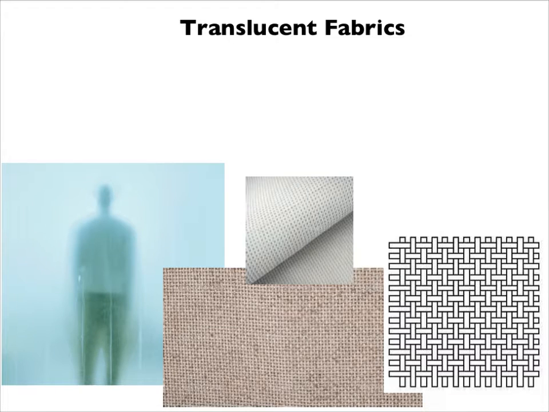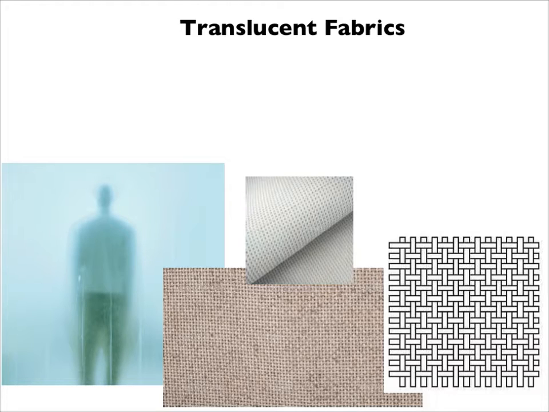So now let's look at another example where diffraction plays a role. Translucent fabric. So translucent means that some light is allowed through, but there's not enough light coming through for us to be able to clearly make out what's on the other side of that translucent object. Translucent is opposed to transparent. A glass window is transparent. Light comes through and you can clearly see the image on the other side.